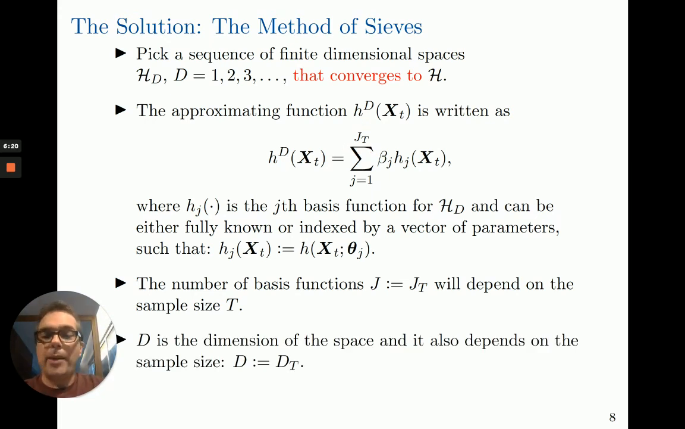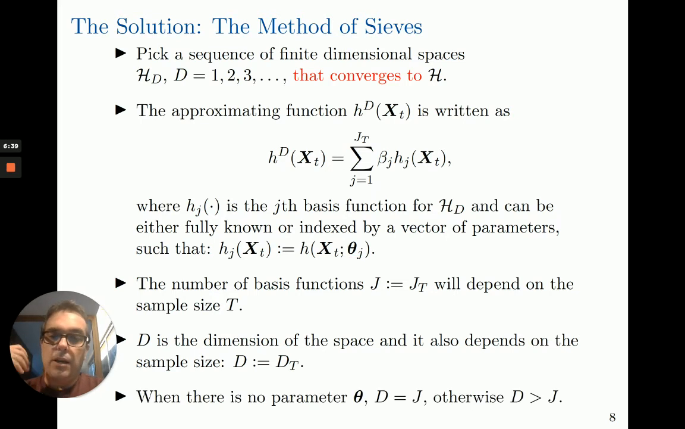And d is the dimension of the space, and it also depends on the sample size. Okay? And bear in mind that d does not necessarily equal j, because we may have many parameters inside each function h. Of course, when there is no parameter theta, then d equals j. Otherwise, d is larger than j.